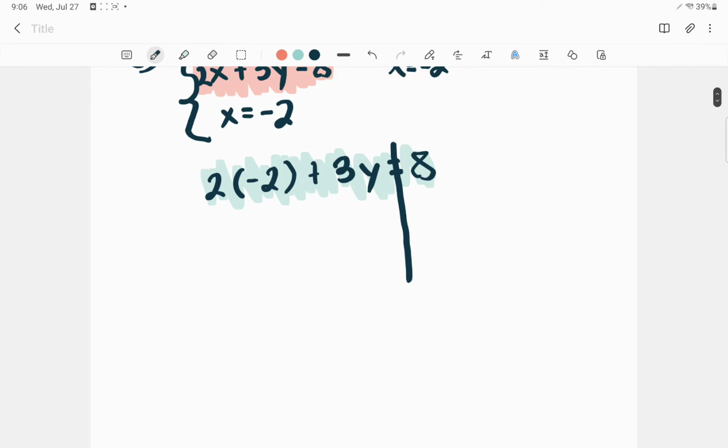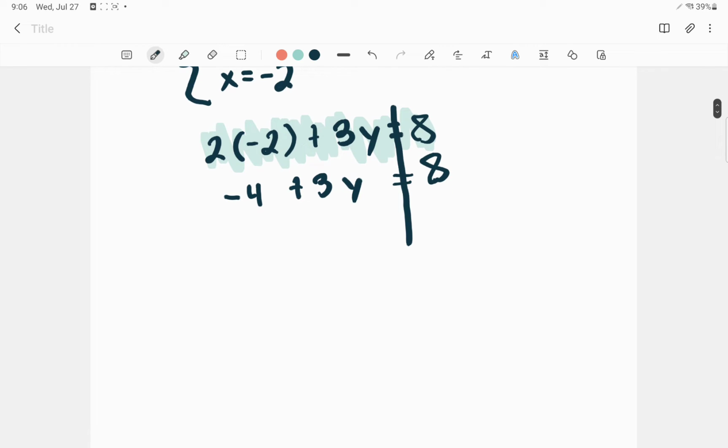What's 2 times -2? It's -4. So we have -4 plus 3y is equal to 8. And if you know how to solve for y, we need to leave the y alone. So I need to move the -4. And the way that I'm going to be able to move it is by adding 4 on both sides. What's going to happen to the 4's on this side?